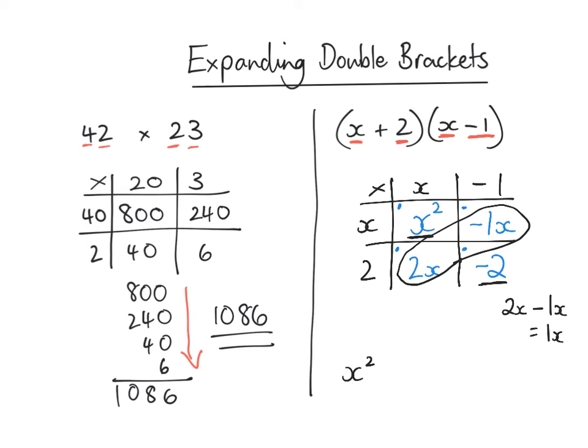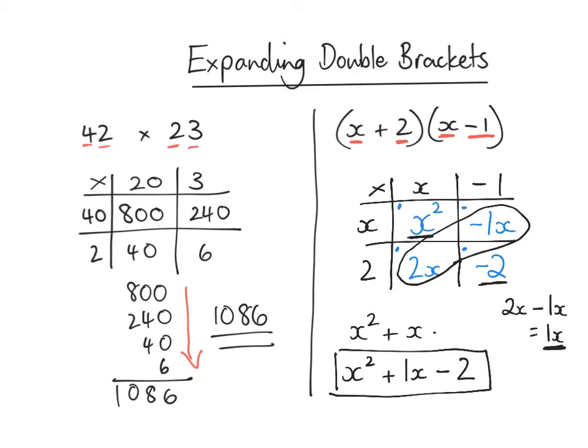X squared plus 1x, because this was just a 1x, that means I have to add it on, it's a positive number. And then we had a -2. And that would be the answer. That could also be written as this. So if you do something on Hegarty and you've written like a 1x and it says it's wrong, it might be just that he doesn't want you to write the 1.